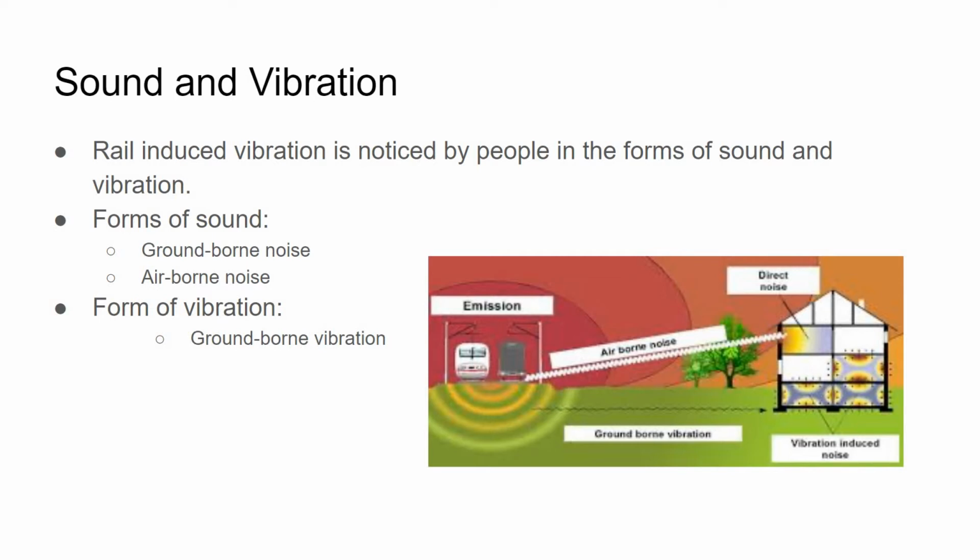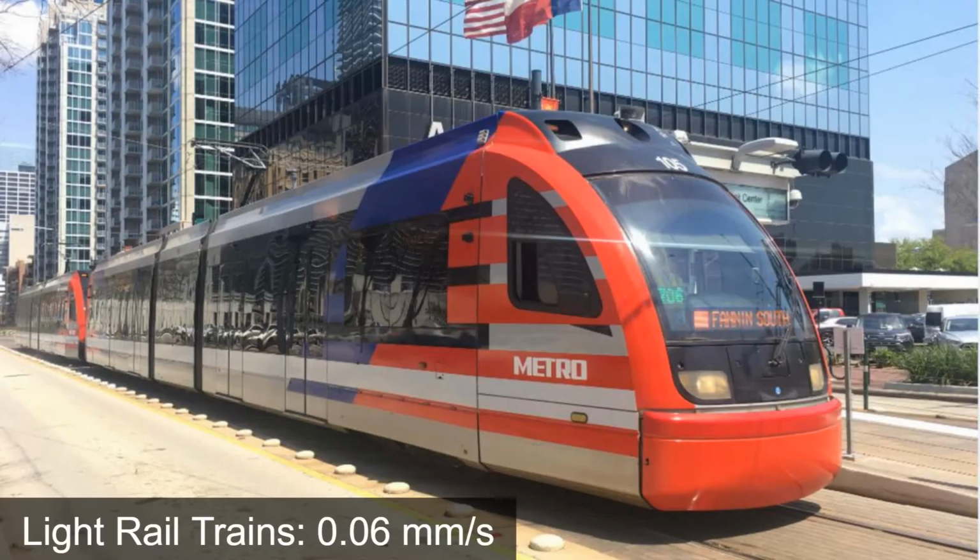Ground-borne vibration is generated by the interaction between the train, the track, and the subsoil. The vibration is transmitted through the ground and may reach the foundation of a building. Vibration strength is usually measured as RMS, or root mean squared vibration velocity.